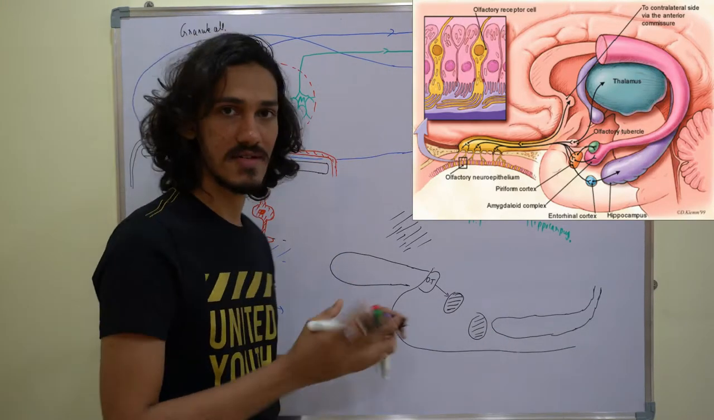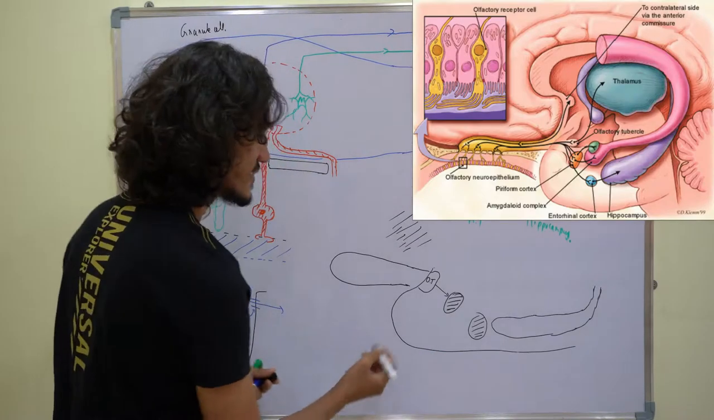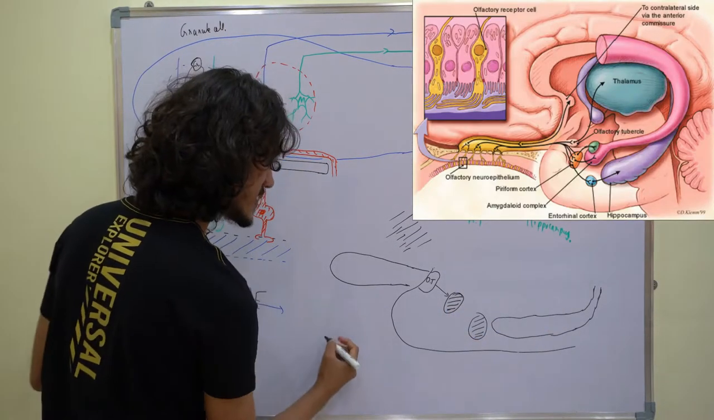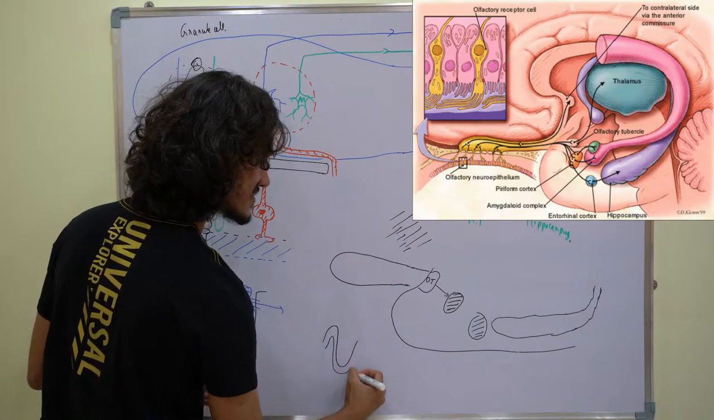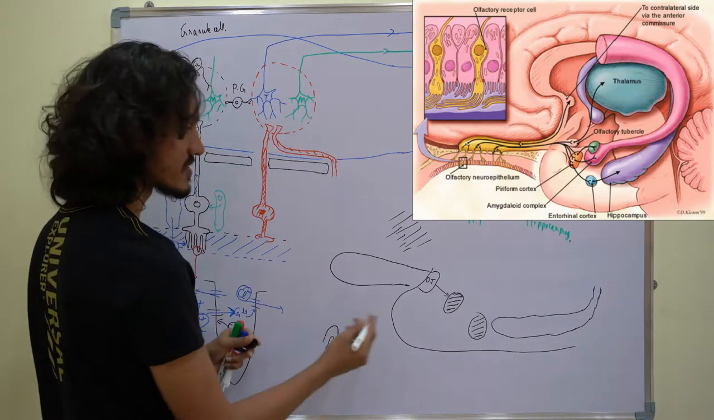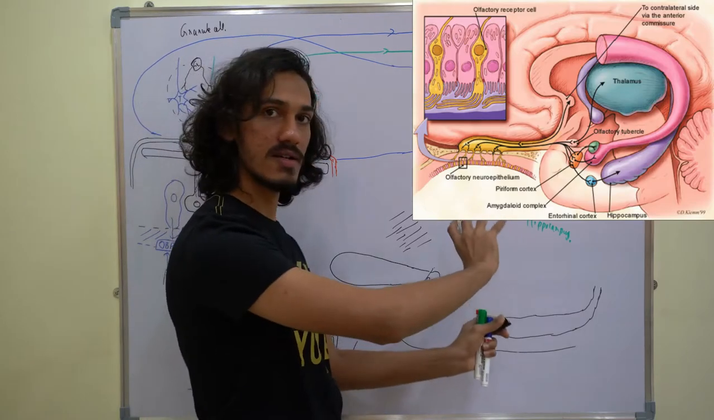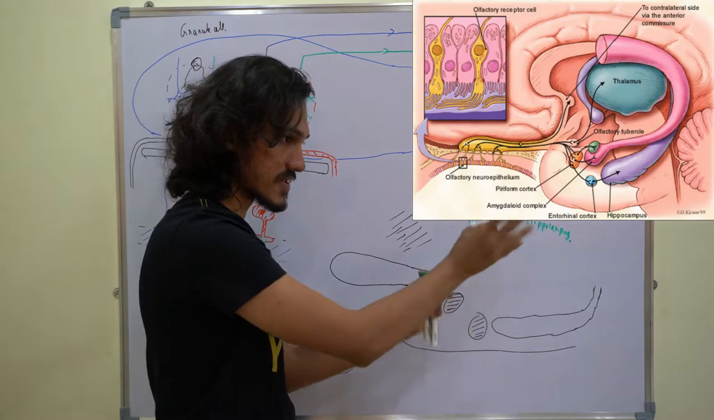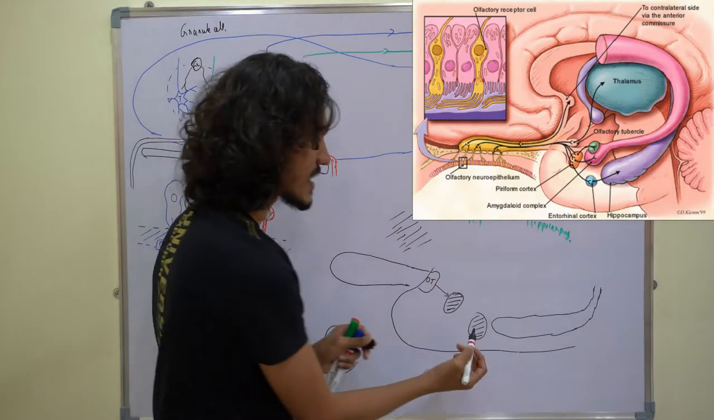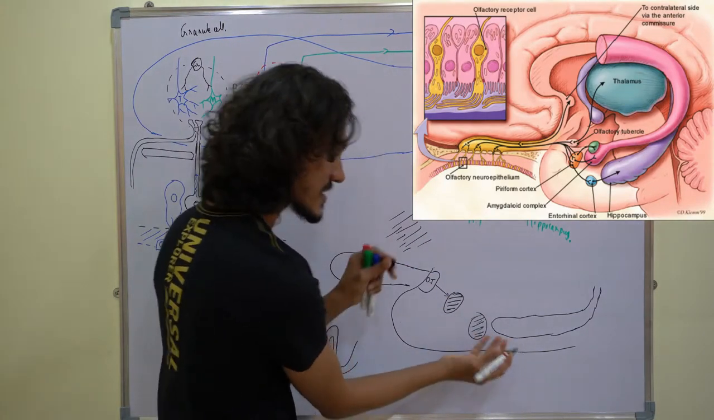If you know the neuroanatomy, actually, this part is thrown into folds like this. So we have the dentate gyrus, the proper hippocampus, and then the subiculum, right? So that is where this entorhinal cortex comes into play.